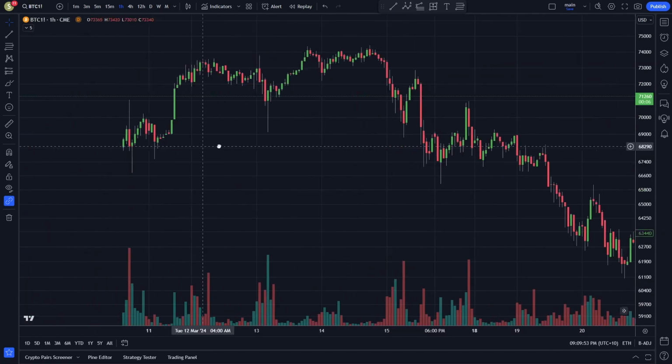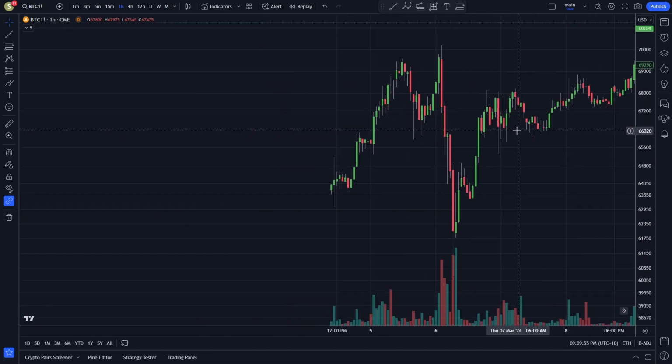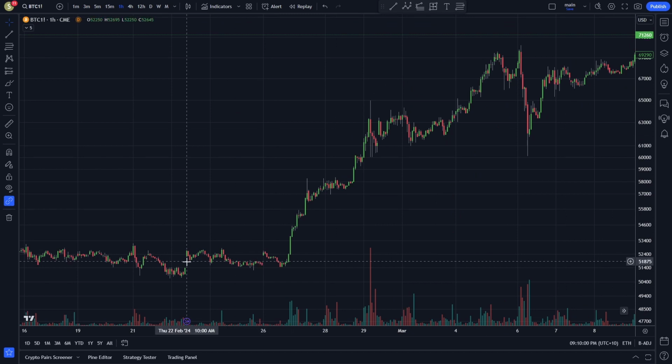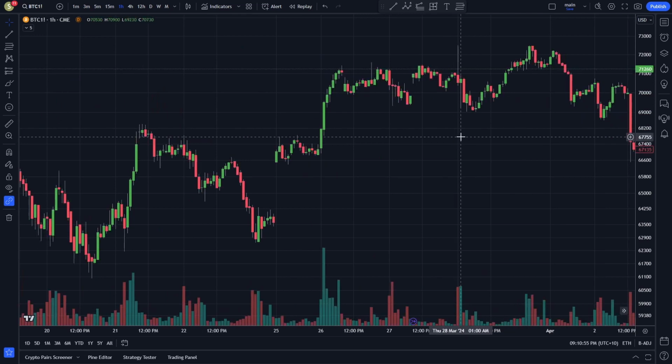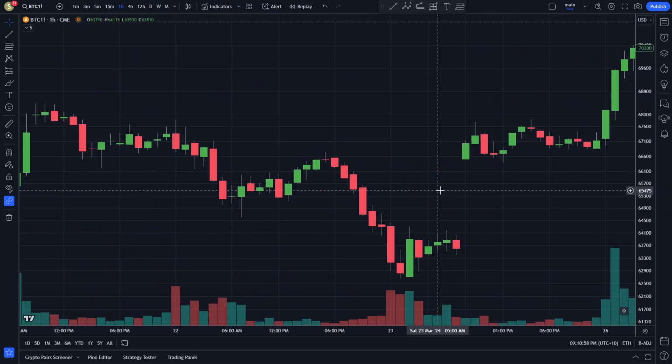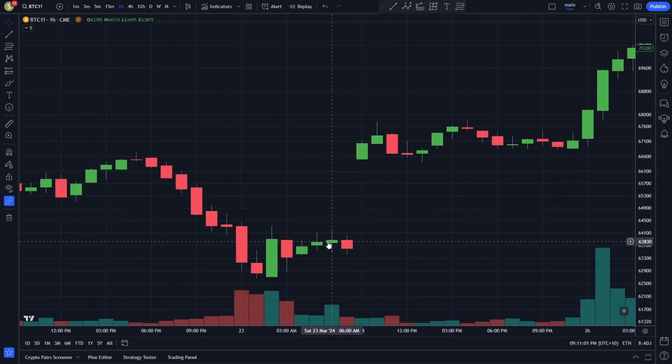There's a gap here. And if we keep going back, probably find some more. Here we go. Here's another gap here and another gap here. Now I could probably show you many more examples, but what I'm going to do is just zoom in right around here. All right, so pretty obvious gap here. Price closed here, but opened up here. Well, how did that happen?